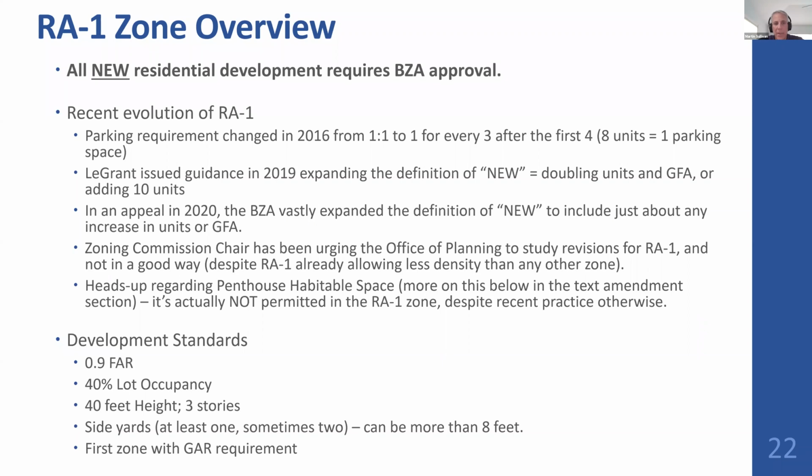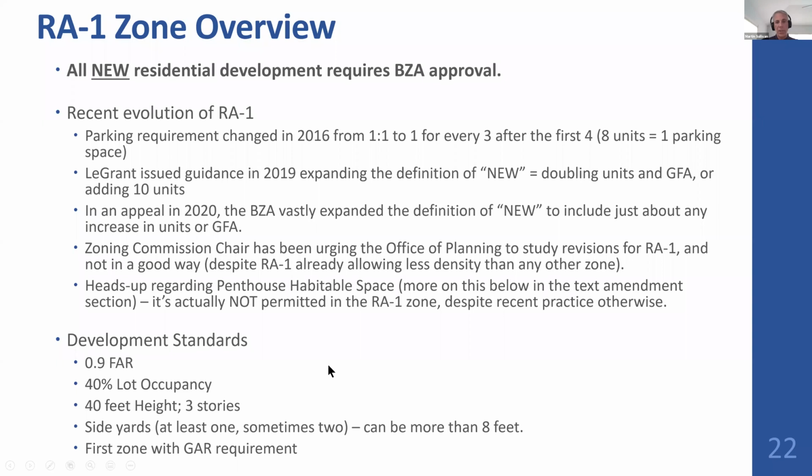Then in an appeal last summer, the BZA said that they didn't like the zoning administrator's determination, but they didn't say what the new determination should be. They just said, we don't like your rule. And they granted that appeal. And in response to that, the zoning administrator determined that adding any units to an existing RA1 building or adding any gross floor area makes it new. So the consequences of that: we probably did 1 RA1 BZA case every year or 2 prior to 2016. And I think we've already done 6 or 7 this year as a result. So it's become much more available to developers to develop, and at the same time, they've made it harder to avoid the BZA.